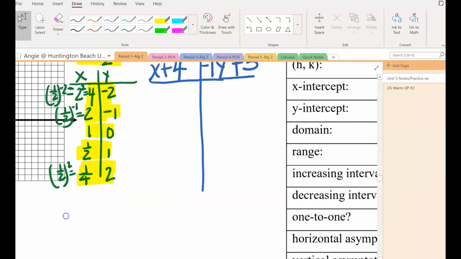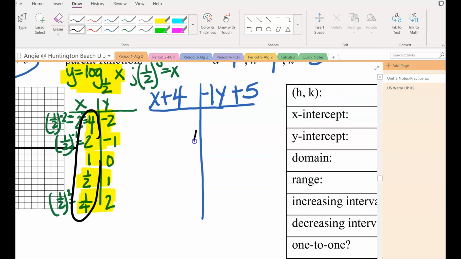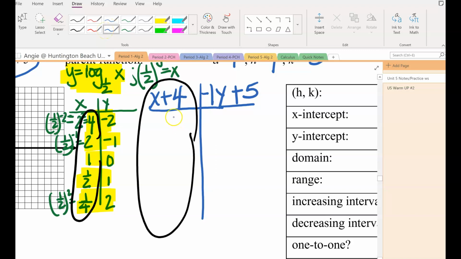So let's take all of these x values and transform with those. We should have 4 plus 4 is 8, 2 plus 4 is 6, 1 plus 4 is 5, 1/2 plus 4 is 4.5, 1 quarter plus 4 is now 4.25.